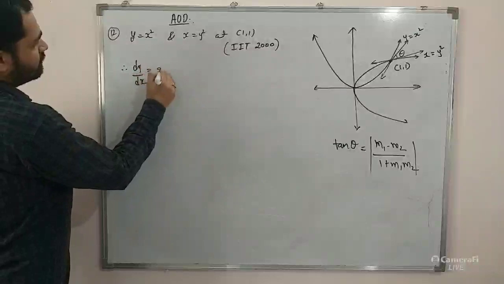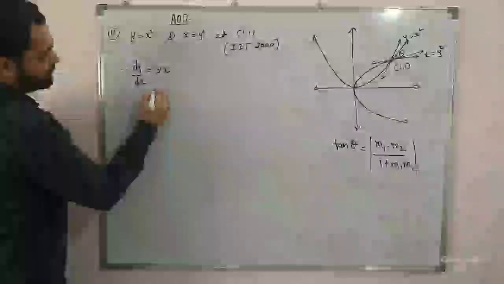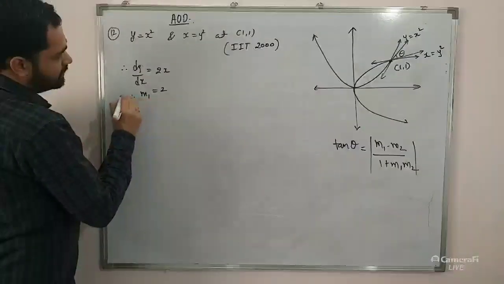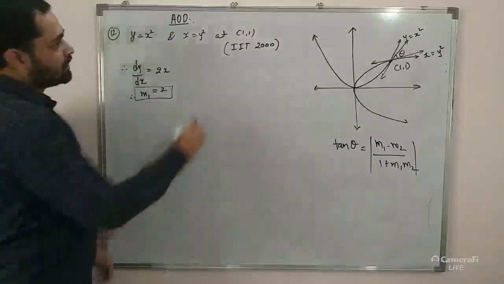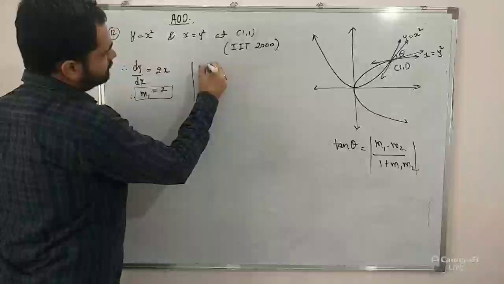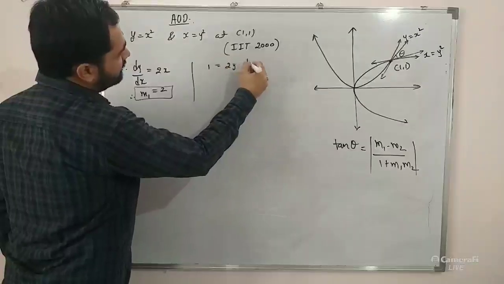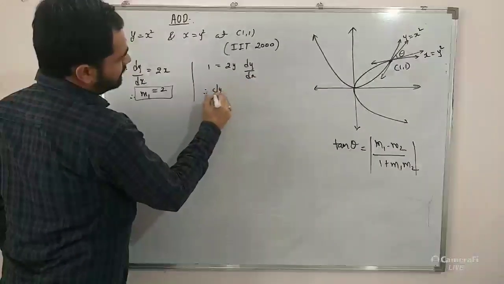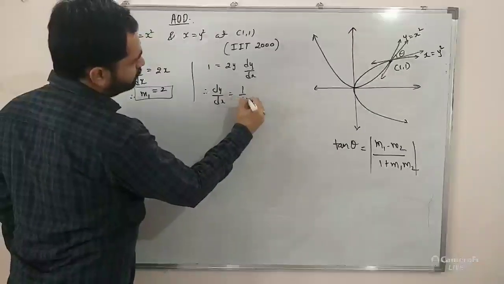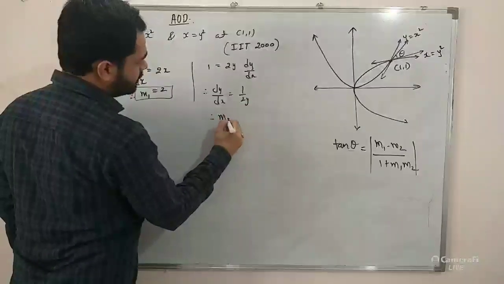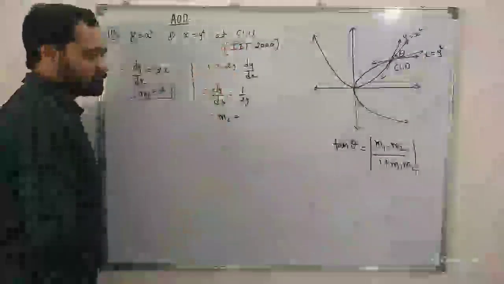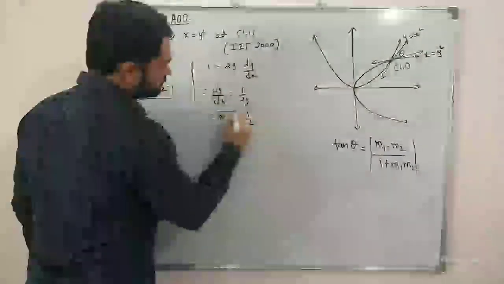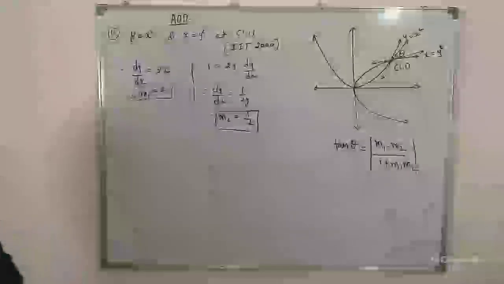So dy by dx is equal to 2x, at which point? At point 1 1. It means the slope of the first tangent at point 1 1 is 2. Now for the next one, 1 is equal to 2y into dy by dx. So dy by dx becomes 1 upon 2y. It means the slope of the tangent to the second curve at the point 1 1 is 1 upon 2. So we know the two slopes.